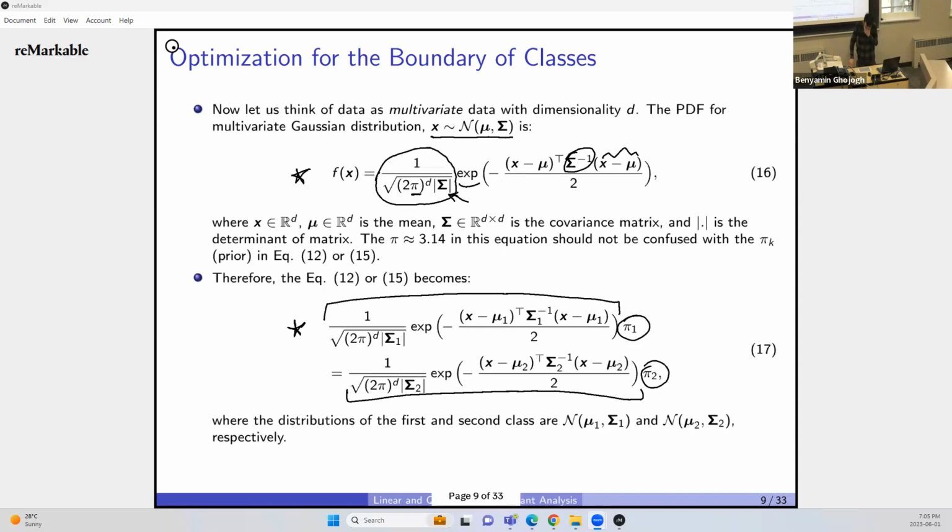Then we said, now assume the probability distribution function. Until this point, we didn't make any assumption on the distribution of classes. From this slide, we said let's assume that the classes have Gaussian distribution. Why? Because this is the most common distribution for continuous variables. So let's put the PDF of the Gaussian distribution in the equation that we found by minimizing the probability of error.